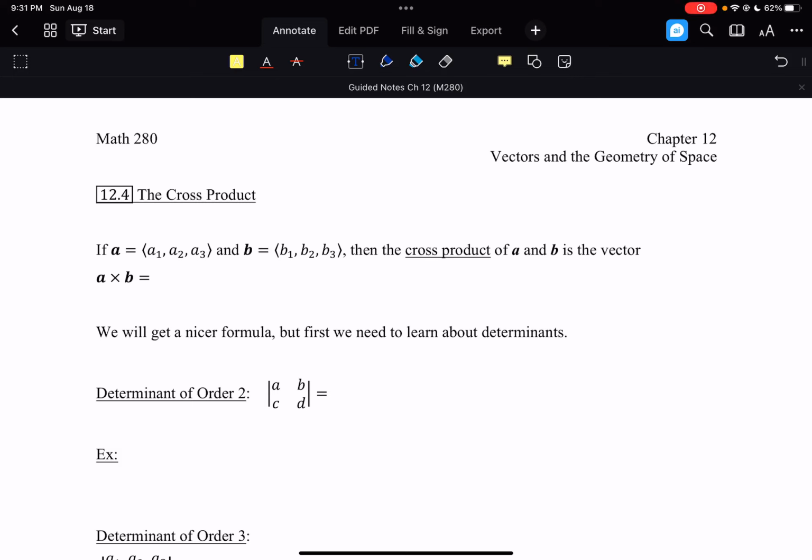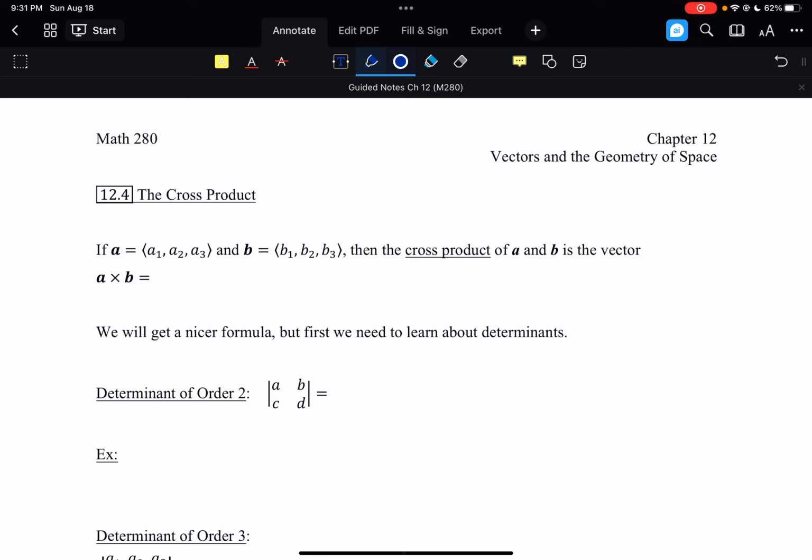Welcome to section 12.4. In this section, we're going to be looking at the other type of, quote-unquote, vector multiplication. We looked at the dot product in the previous section. Here we're going to be looking at the cross product. If we have two three-dimensional vectors, A and B, the cross product of A and B is going to be denoted with this symbol, which looks like times, but in the context of vectors, this is a cross product, and it's going to create a new vector.